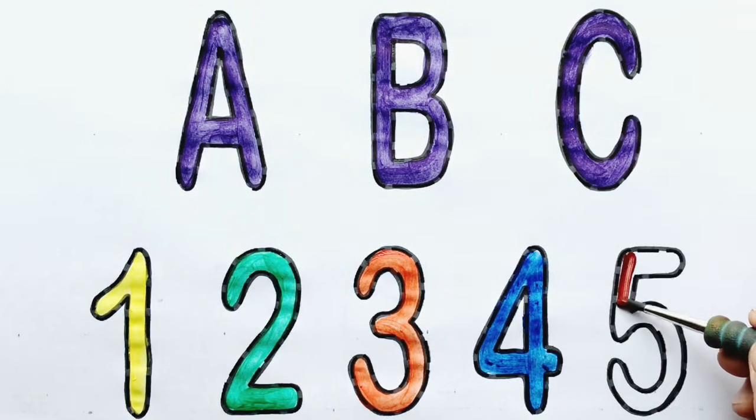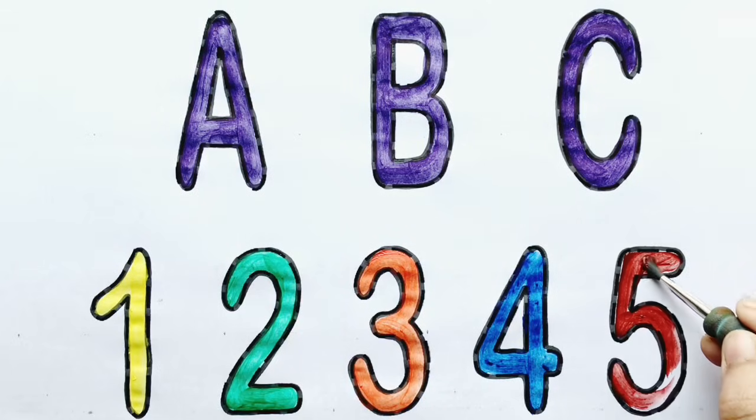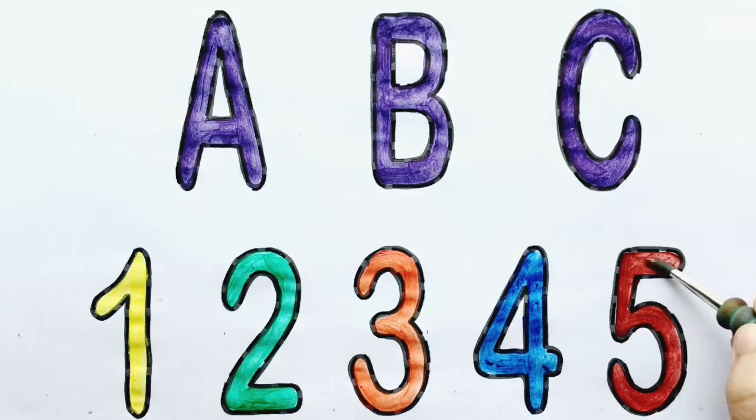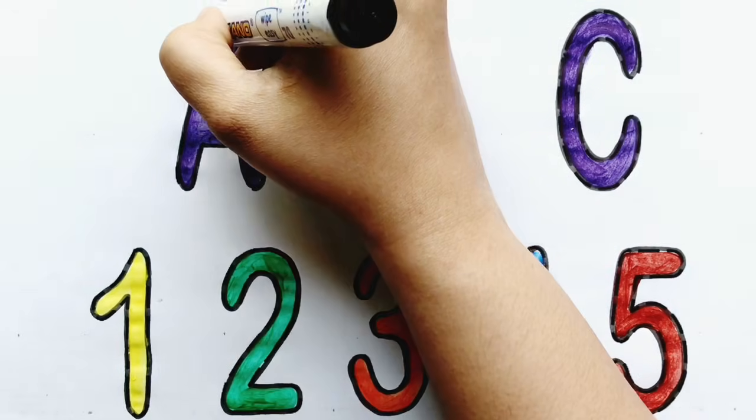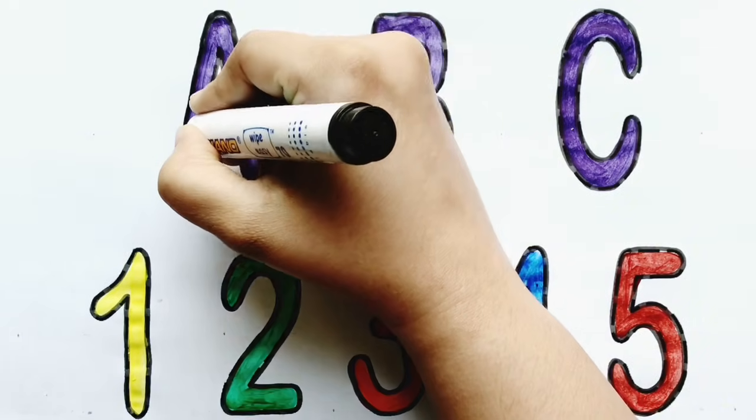1, 2, 3, let's go. A, B, C, count the rhythm. Brown color number 5. We're singing all together. A, B, C, count the rhythm and 1, 2, 3, we're singing all together.